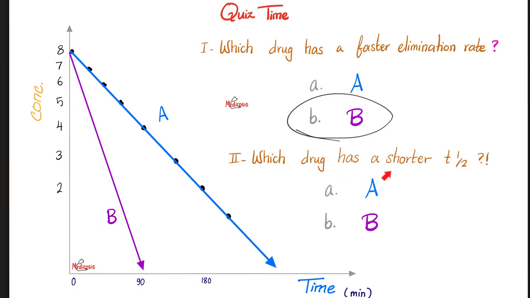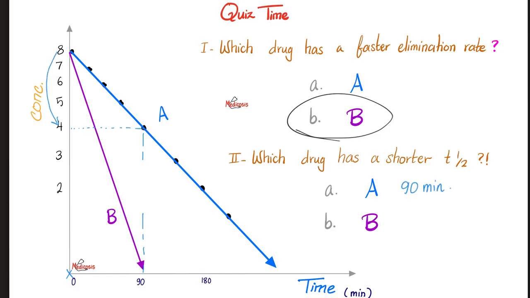Second question, which drug has a shorter half-life? Let's do it on the graph. Let's get the half-life for graph A, the blue one. So let's use a blue color. In order for me to get from 8 to 4, I have to go from 0, which happens at 8, and then 4, go until you intersect. All right, let's call it 90. So the half-life of A is about 90 minutes. Let me write it down here.